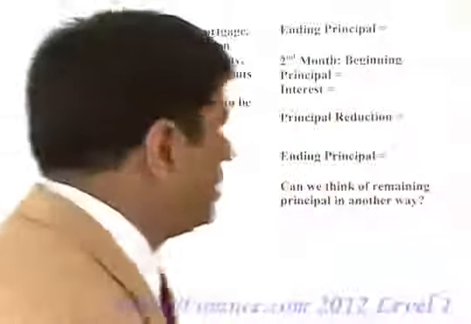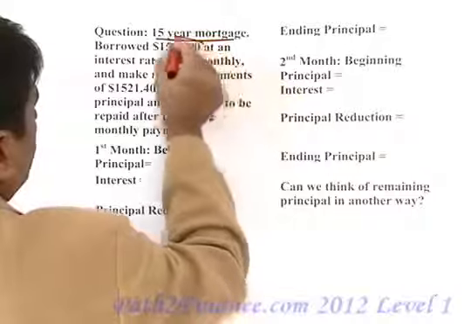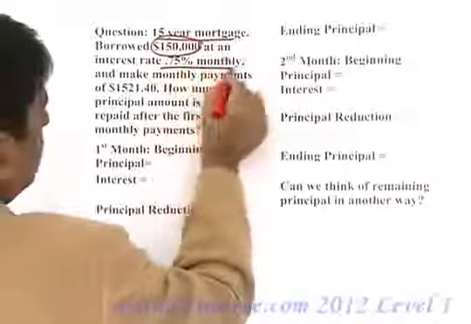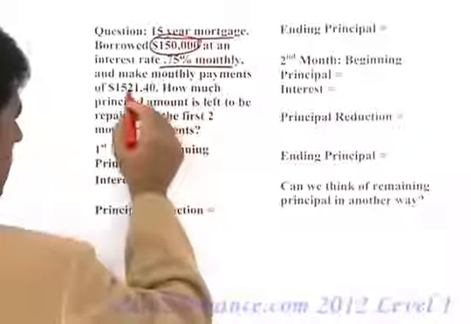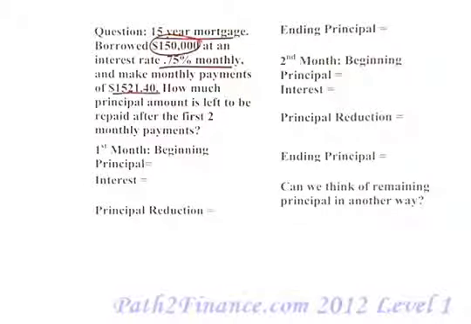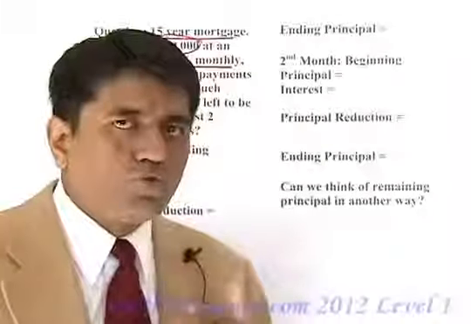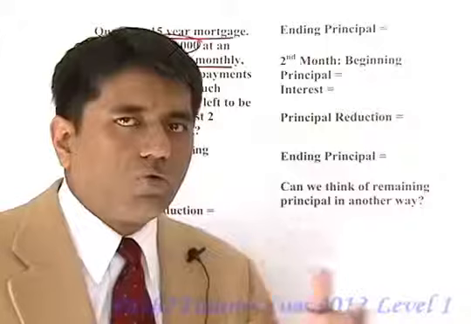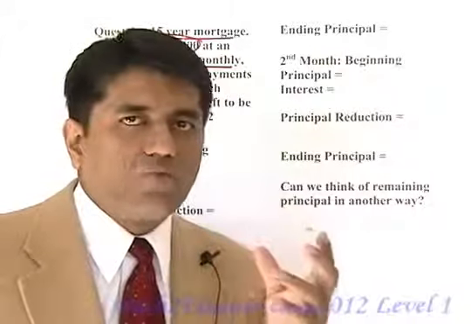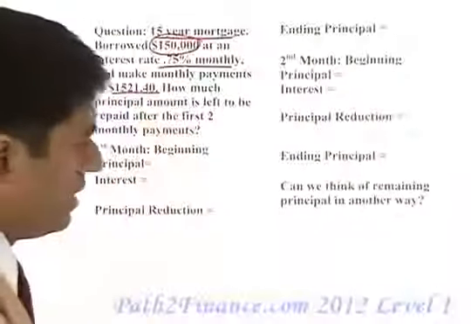Now we have a 15-year loan, a mortgage for $150,000. The interest rate is 0.75% monthly, and the monthly repayments are 1521.40. The question is that after 2 months, the borrower wishes to prepay, get out of the mortgage. So what is the amount which the borrower has to pay if the first 2-month payments have been made?